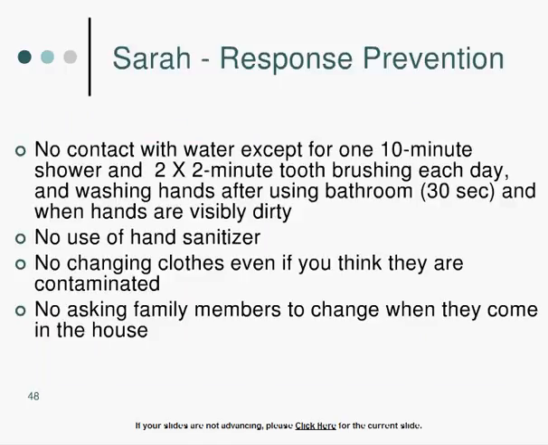And let's say for Sarah, we identified rituals like excessive hand washing or the use of hand sanitizer or changing her clothes over and over again. What you can see here on this slide would then be a very good ritual prevention plan for Sarah. And you can see how detailed we are with her.